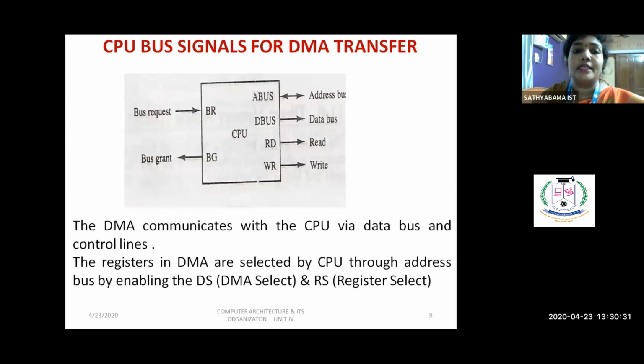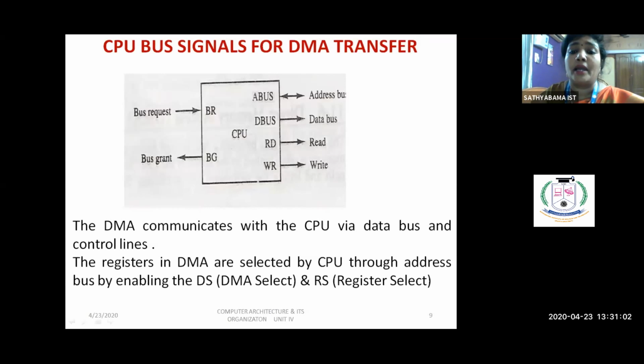So these are the CPU bus signals for DMA transfer. What are the signals? As I told you, you will have the bus request signal and the bus grant signal. The bus grant signal will be given by the CPU. The bus request signal will be given by the peripheral device. Here you also have the address bus, data bus, read signal and write signal.